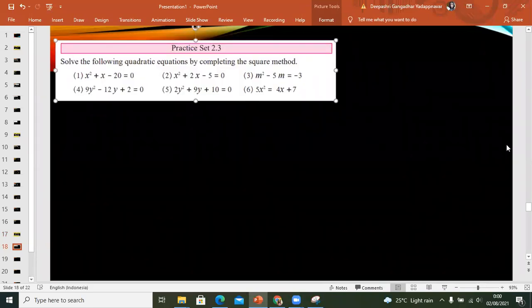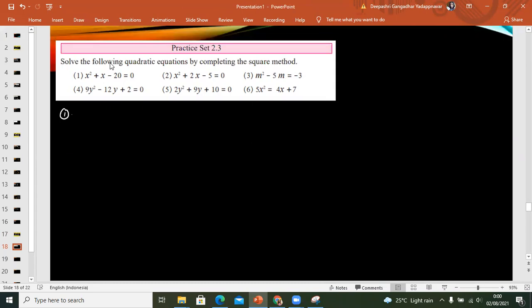Okay, so let's solve the first question. The first question here is x square plus x minus 20 equals 0. Now we have to understand all the steps clearly here because the steps are easy, but there is a tendency that students may make mistakes here. So I'll tell you all the steps properly, and follow all the steps for all the questions.